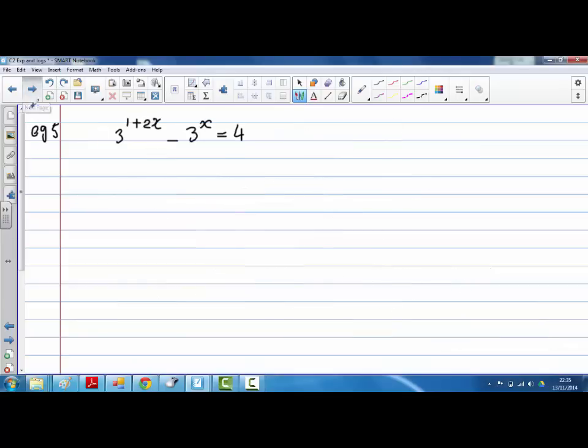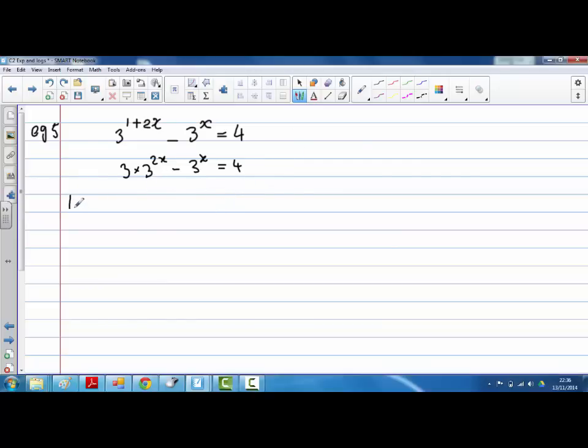Let's go to another example. Let's look at something a bit more complicated now. Now let's try and simplify this first. So we've got 3 to the power 1 plus 2x, take away 3 to the x equals 4. What we could do is write this out as 3 times 3 to the 2x, take away 3 to the x equals 4. Now you should be able to see that something to the power of 2x, take away something to the power of x, should give rise to a quadratic. I should be able to simplify this to a quadratic.